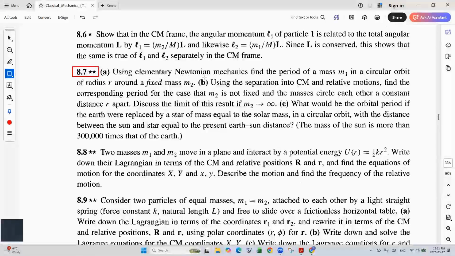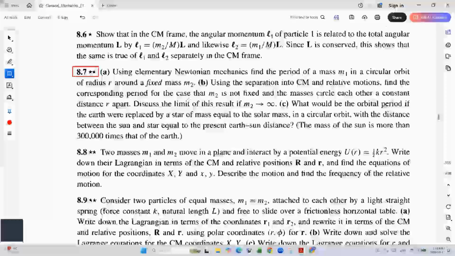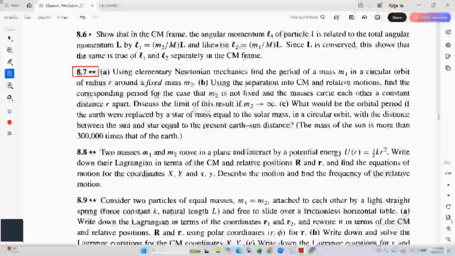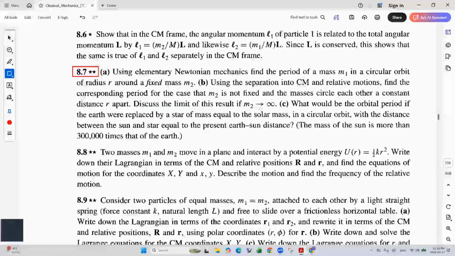Using elementary Newtonian mechanics, find the period of a mass m1 in a circular orbit of radius r along a fixed mass m2. Using the separation into cm and the relative motions, find the corresponding period for the case that m2 is not fixed and the masses circle each other a constant distance r apart. Discuss the limit of this result if m2 goes to infinity.